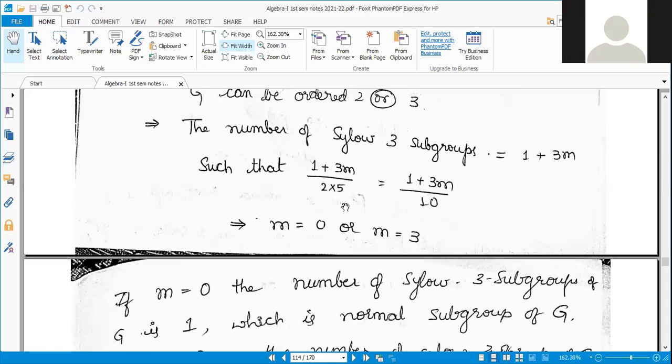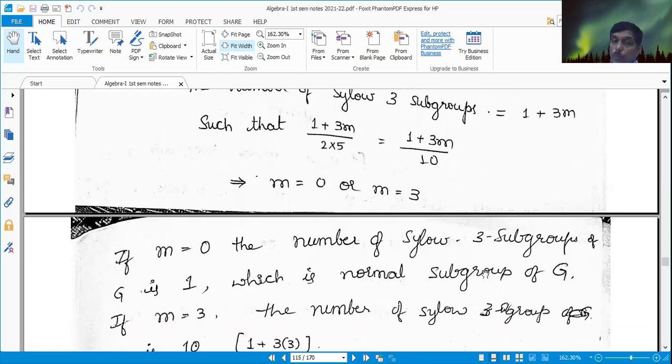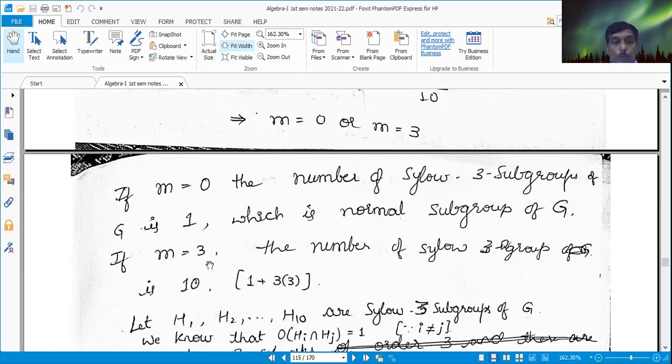You already saw the Sylow 3-subgroup and Sylow 5-subgroup we discussed in the previous class, which are also normal subgroups of G. Then again here, if you put m equal to 3, then 1 plus 3 into 3, that is 10. Therefore, the number of Sylow 3-subgroups is 10. Then again, we can represent these Sylow subgroups as H1, H2, ..., H10, the Sylow 3-subgroups of G.